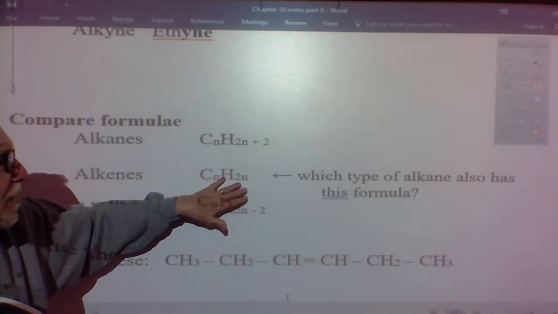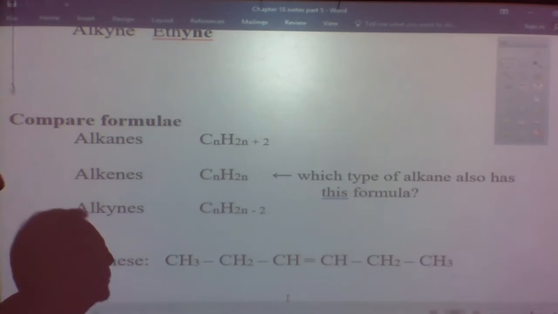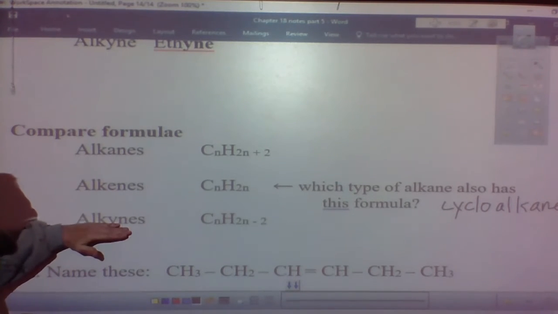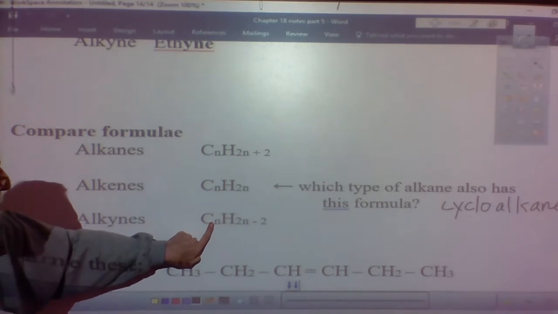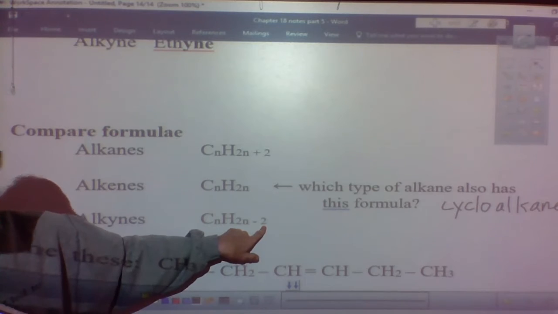Now, the other type, that's CnH2n, we just talked about it in the last video. So what type of alkane also has this formula? Go ahead and write this in. A cycloalkane has this general formula. Alkynes, if there's a triple bond involved, you take your carbons, double them, and subtract 2.